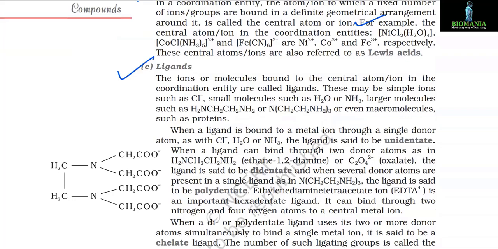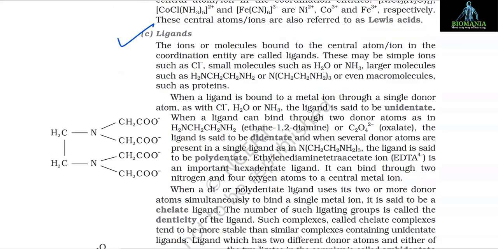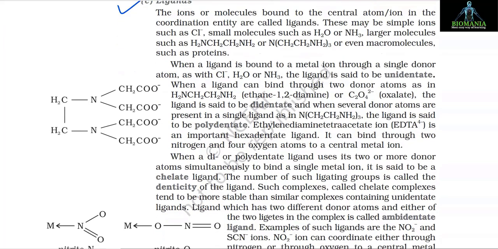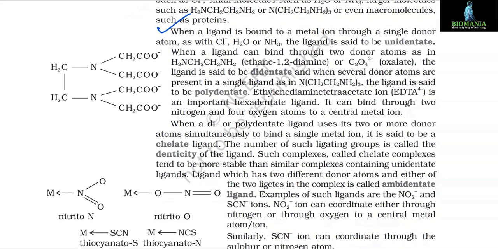C. Ligands. The ions or molecules bound to the central atom or ion in the coordination entity are called ligands. These may be simple ions such as Cl-, small molecules such as H2O or NH3, larger molecules such as H2NCH2CH2NH2 or N(CH2CH2NH2)3, or even macromolecules such as proteins. When a ligand is bound to a metal ion through a single donor atom, as with chloride ion, H2O or NH3, the ligand is said to be unidentate.